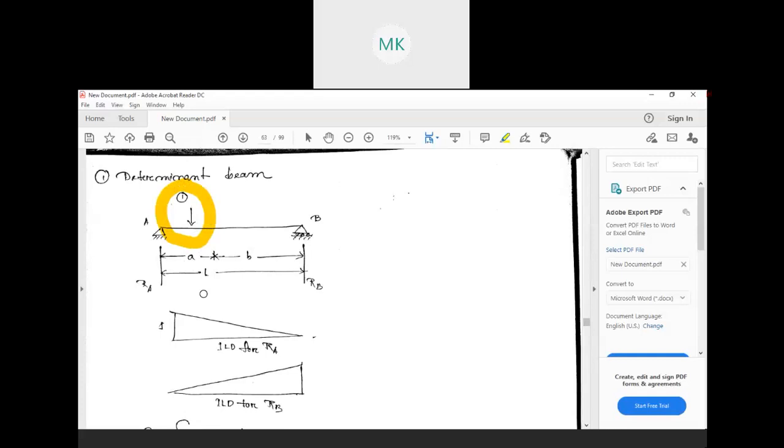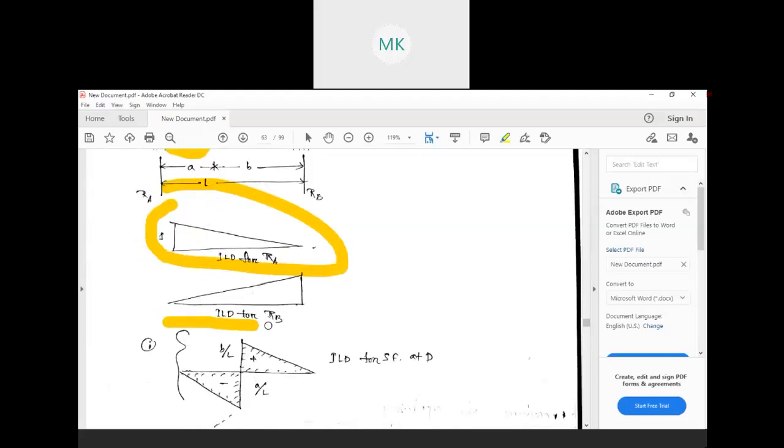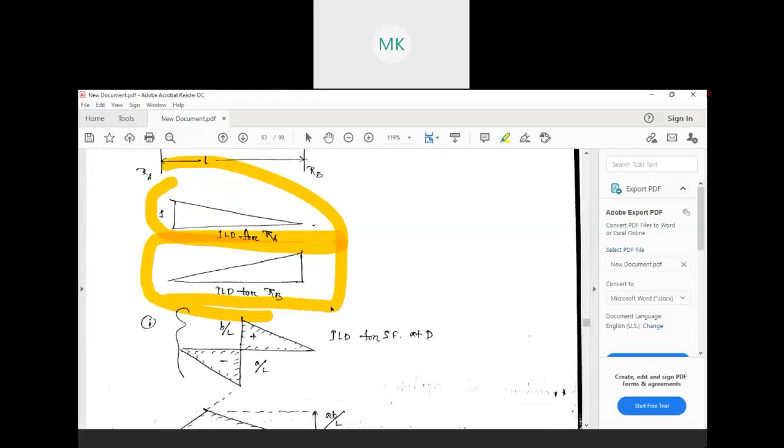So there is a beam with reactions RA and RB, total length is L, divided into A and B. If we find the ILD for RA, we have already discussed how it looks; it will look something like this. The ILD for RB will look like this. This we have already done.